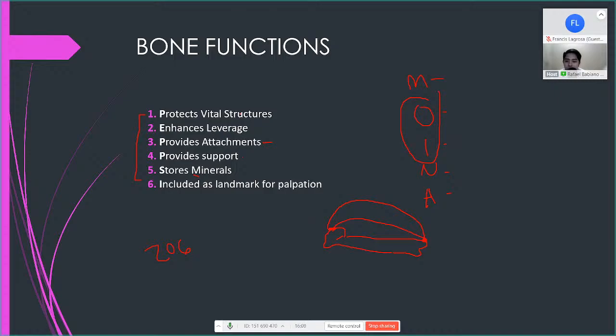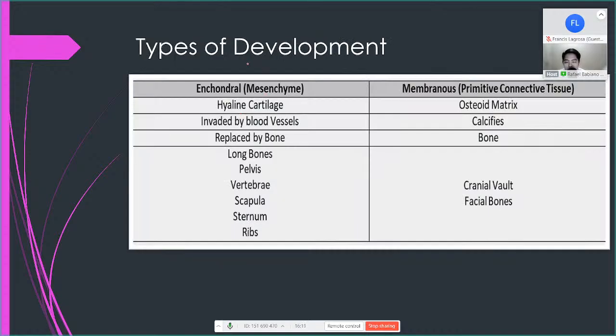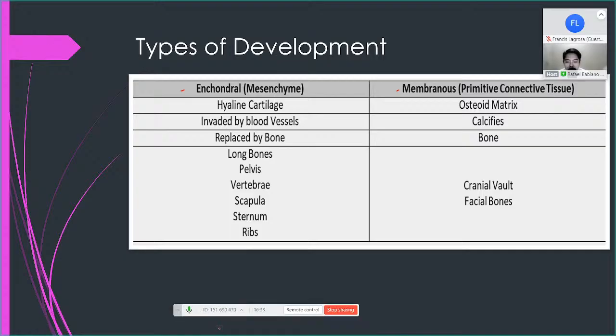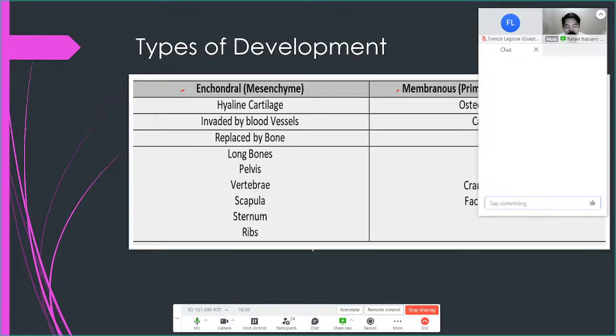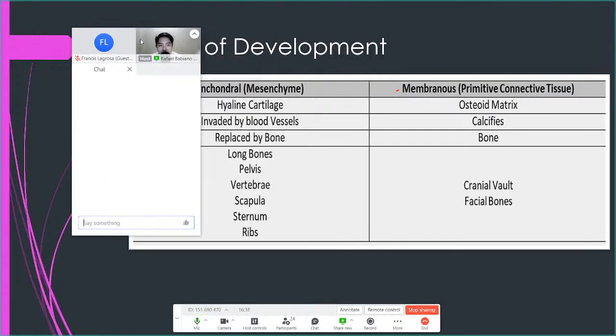Okay. Next, we go to the development of the bones. Of course, bones don't just appear out of nowhere. When you're born, they're not already developed. They go through a process. There are two types of development: the membranous and the endochondral. These are ossifications. When you say ossification, it's the process of forming bone.